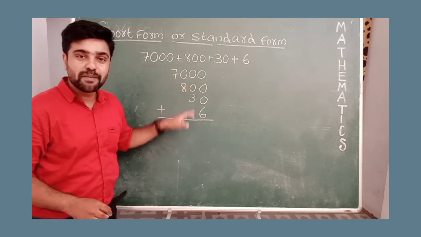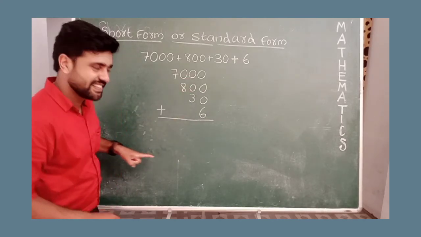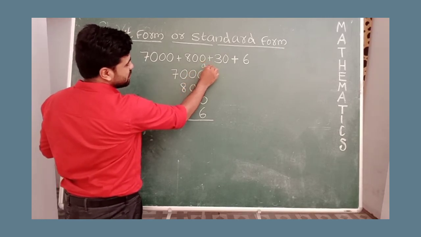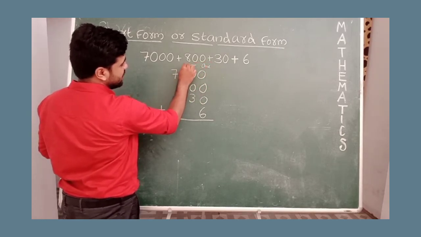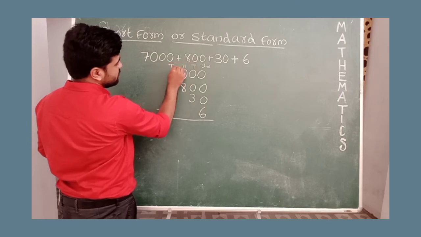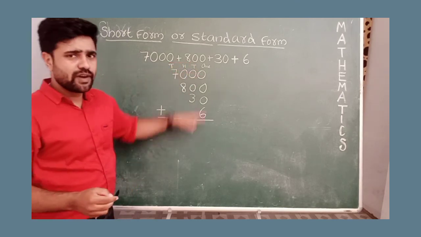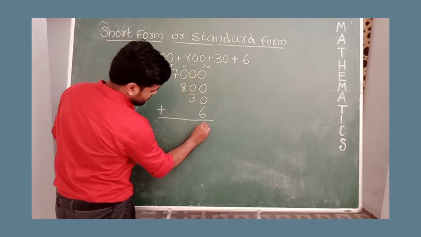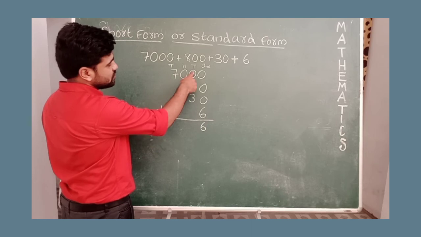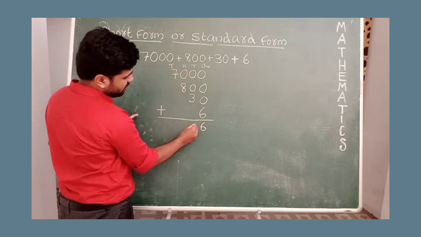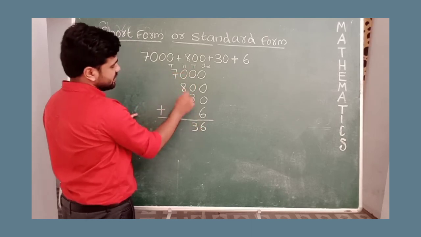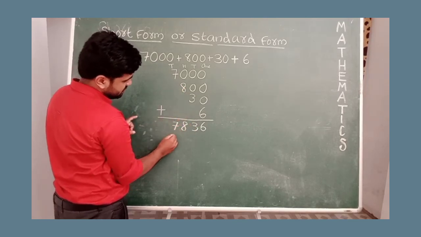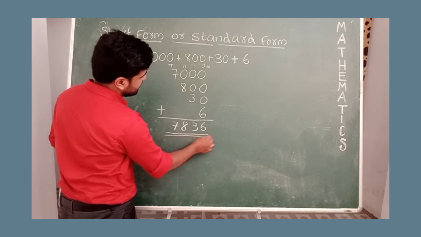Do you know this type of addition? Then add the numbers in ones place, then tens place, then hundreds place, then thousands place. Add the numbers in ones place. 0, 0, 0, 0 plus 6. Only 6. In tens place also only one digit, that is 3. Next is 8. 7. 7, 8, 3, 6.